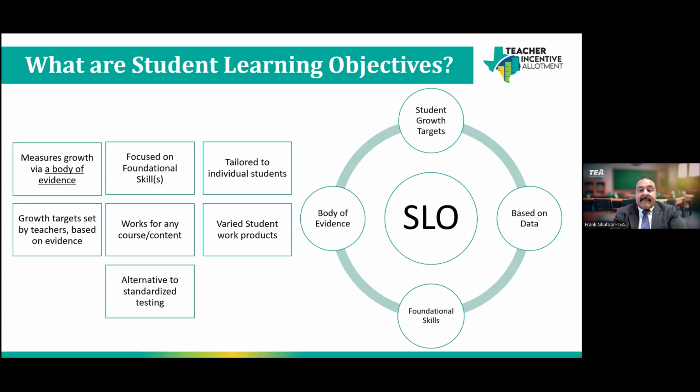For example, third grade math, do pie charts and ratios, but the meat of third grade math is really in multiplication. So SLOs for third grade math would really want to focus on multiplication. It's tailored to the individual student as well and can be structured for both the highest and lowest achieving students. In conjunction with that, the growth targets are set by teachers and really based on the evidence of the course.